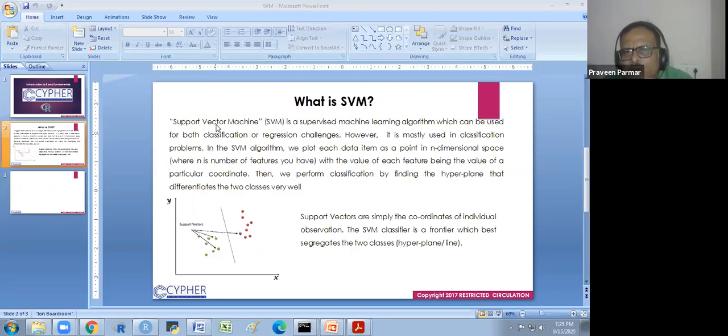Support vectors are simply the coordinates of individual observations. The SVM classifier is the frontier which best segregates the two classes, hyperplane or line. So I will explain first how we get this.